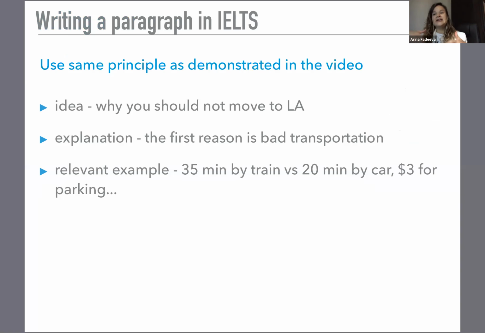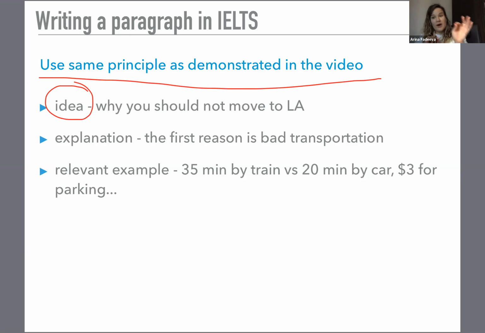But actually, in your essay, you need to name just 2 ideas. That's enough. It depends on the question, but mainly if you're given reasons, one paragraph is one reason, another paragraph is another reason. That's it. But what you have to do is explain your ideas. This is the same principle here. So the main idea of why you should not move to LA is that it's really bad with the transport.